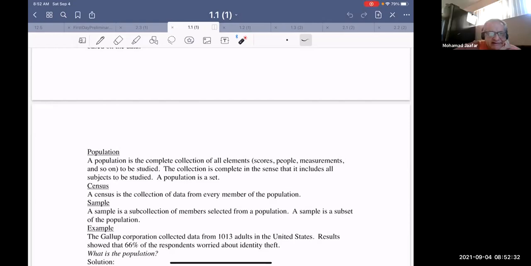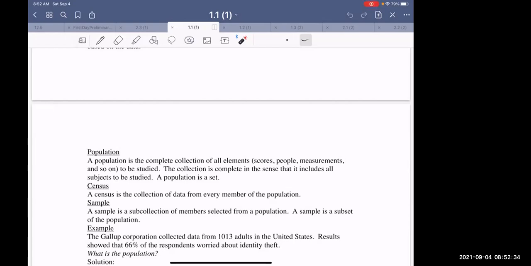Population of USA adults. Yes. So if you look here, we're interested in the adults in the United States. That's our population. So that's who we're interested in. Not everyone in the United States, just adults. I guess children don't care about identity theft. If you are 6 months old, you really don't care that someone stole your identity.